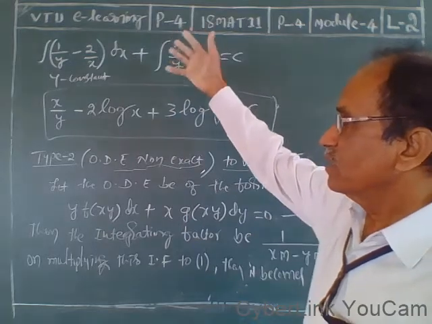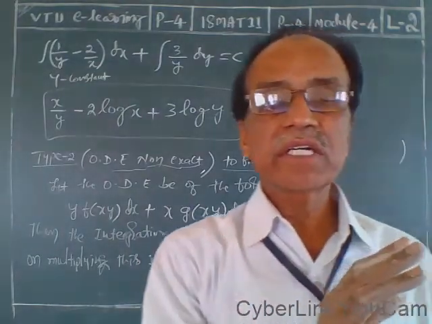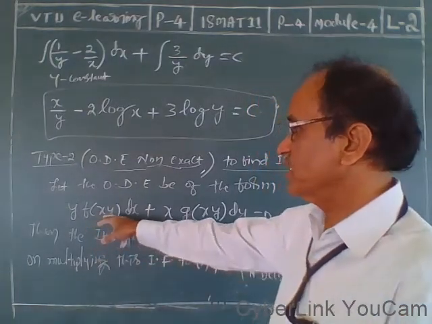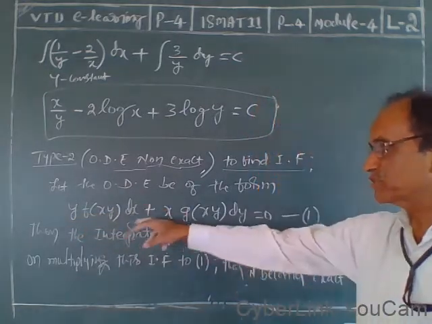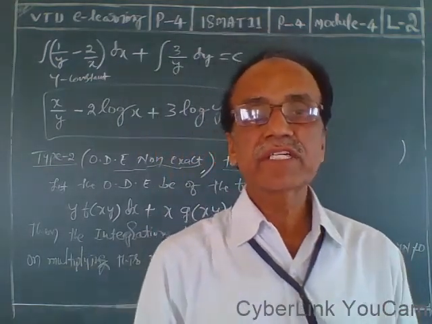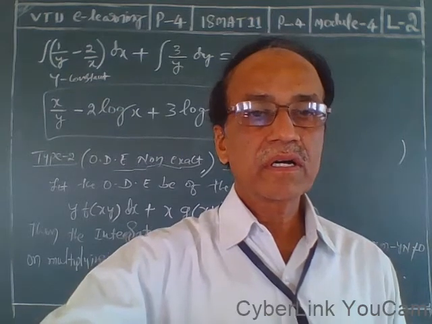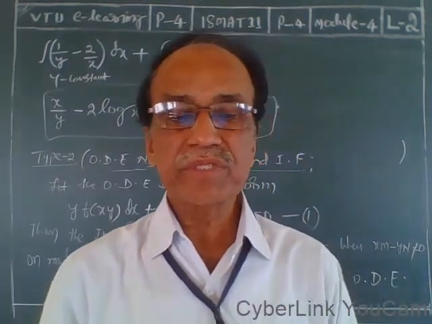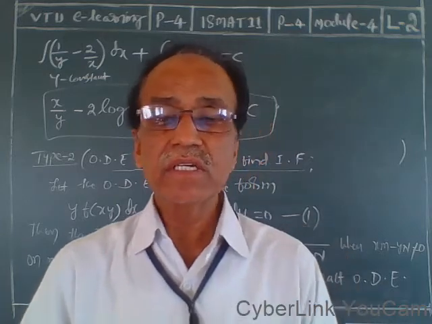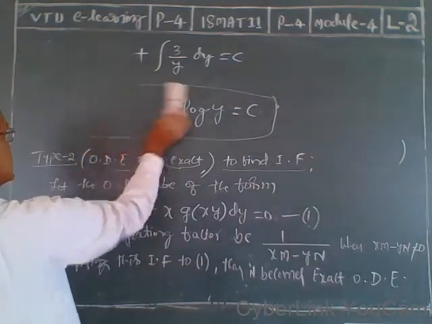In the first case, the coefficients of dx and dy must be of the homogeneous type, and an additional condition is non-exact. But in the second type, the coefficients must be of x into y form, and the first term must be multiplied by y and the second term by x. Afterwards, find the integrating factor and multiply it to the given non-exact equation, and it will be reduced to an exact differential equation. Then I will take one example on this, afterwards another type we will discuss.